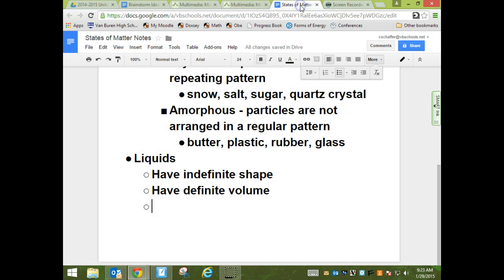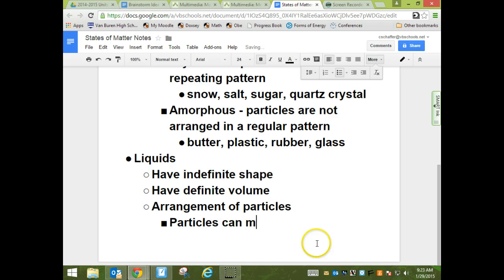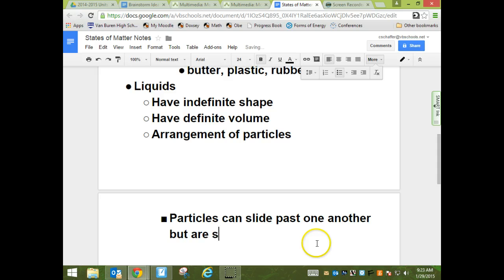Okay, so let's go ahead and go back and let's add to our notes. The arrangement of particles. Particles can move, or let's put, I like the word slide better, can slide past one another, but are still close together.